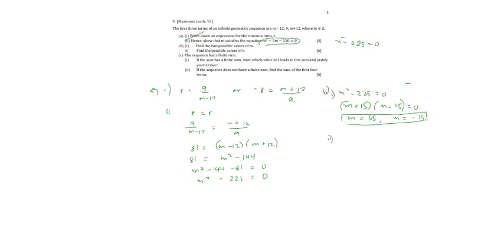B2, find the possible values of r. So you can just choose any expression above in A. Let's say r equals 9 over m minus 12. Let's say m equals 15. 15 minus 12 is 3, so r equals 3.